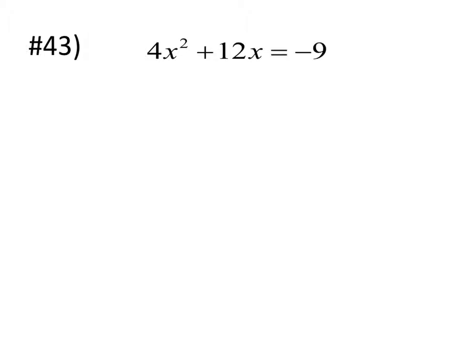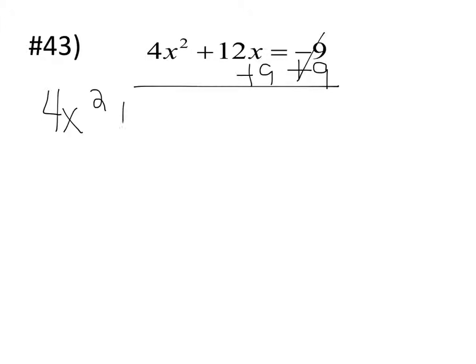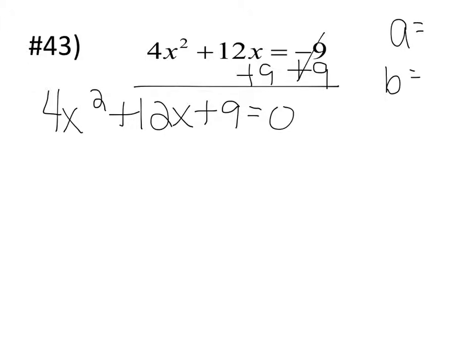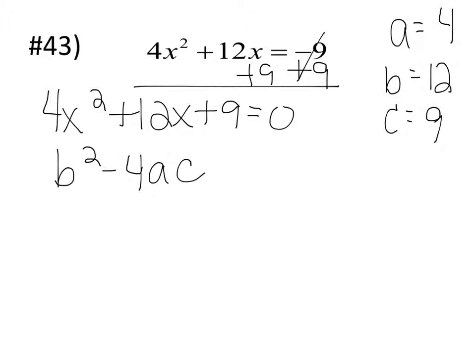In order to decide what A, B, and C are, I need to add 9 to both sides, leaving me 4x squared plus 12x plus 9 is equal to 0. Now I can list A, B, and C off to the side. A is 4, B is 12, and C is 9. Remember, on these problems, we're just trying to figure out how many solutions there are, so we're actually only plugging into b squared minus 4ac, which is the discriminant.